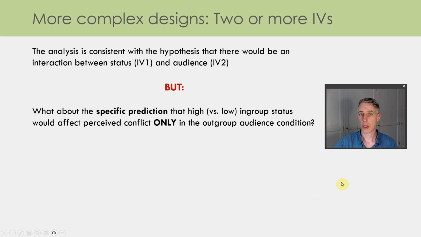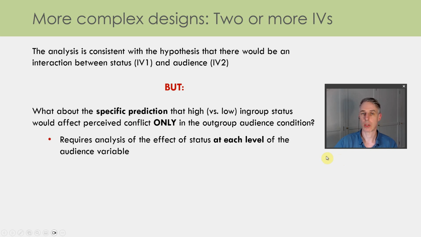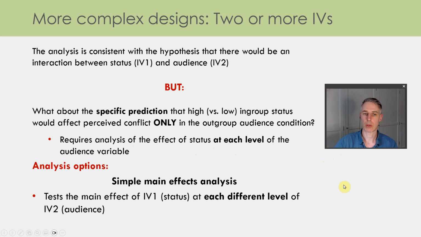But what about the more specific prediction that the high versus low in-group status difference would affect perceived conflict only in the outgroup audience condition? That's a bit more precise than the information that's given to us just by the interaction. What it needs in turn is analysis of the effect of status, that first independent variable, at each different level of the audience independent variable. So our analysis options there are what's known as simple main effects.